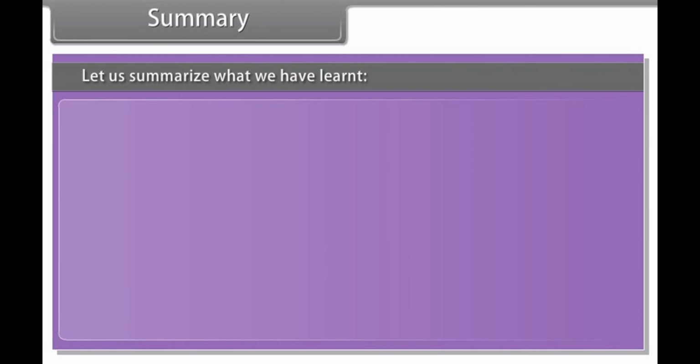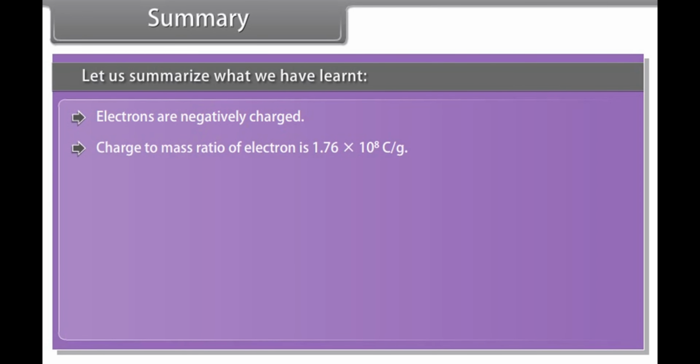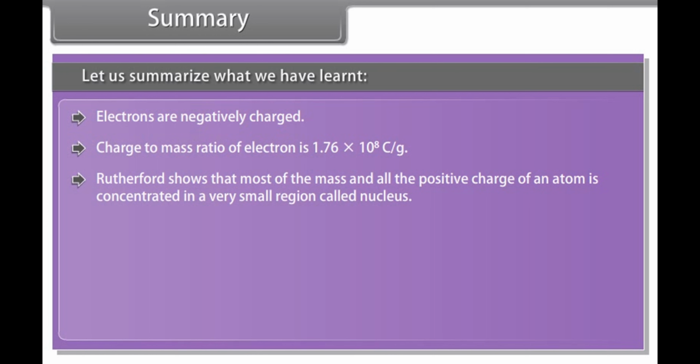Summary. Let us summarize what we have learnt. Electrons are negatively charged. Charge to mass ratio of electron is 1.76 into 10 raised to the power 8 coulombs per gram. Rutherford shows that most of the mass and all the positive charges of an atom is concentrated in a very small region called nucleus.